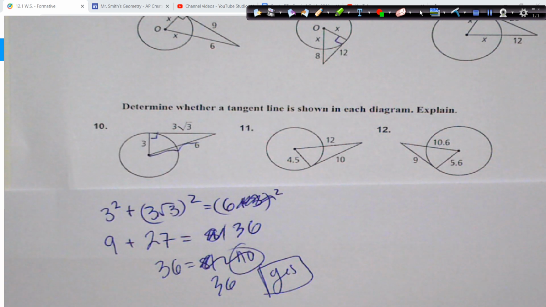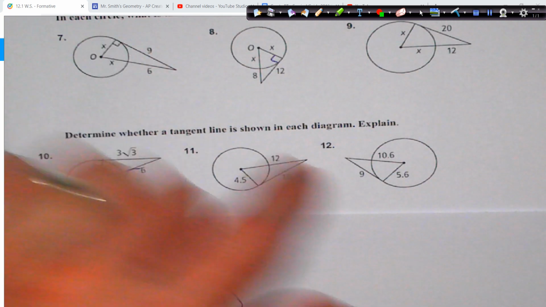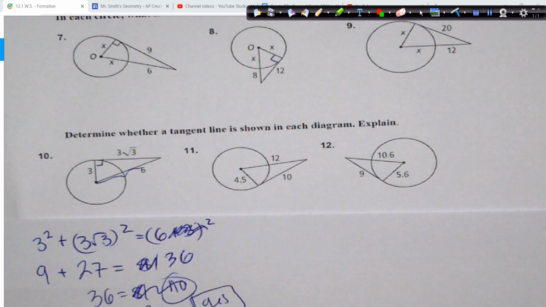That's kind of confusing. I'll make sure that's more clear in the, what's that called? The test.